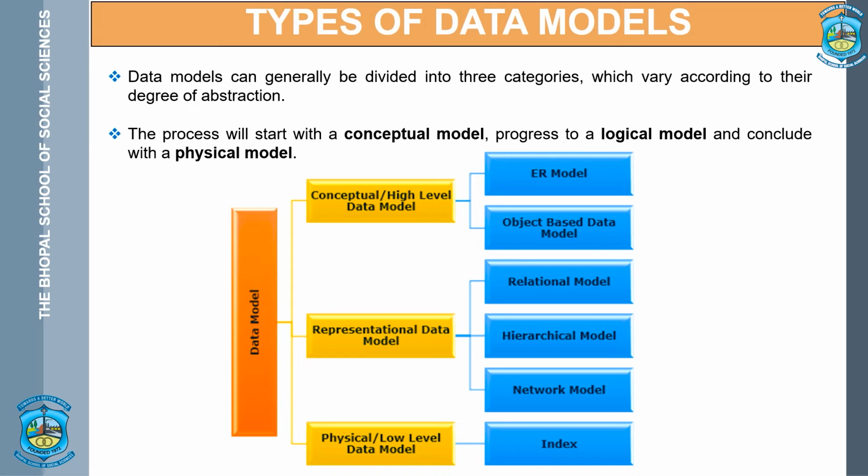Let us see some types of data models. At the conceptual level, we have the ER model and the object-based data model. At the representation data model level, we have the relational model, the hierarchical model, the network model, and at the physical or the lowest level, we have the index model.